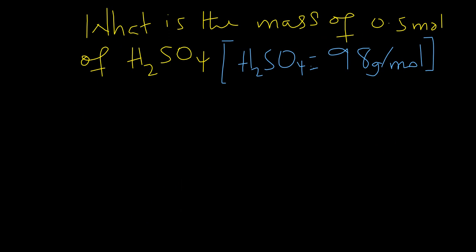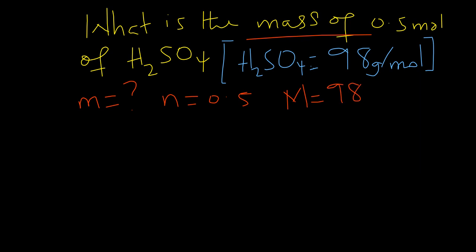Here we've been asked, what is the mass of 0.5 moles of H2SO4? So here we've been asked to calculate the mass. So that's what we are looking for. Mass we do not know, but we've been given the mole. Mole is equal to 0.5. And here, luckily for us again, we've been given the molar mass of H2SO4, which is 98 gram per mole. So it makes our work simpler.